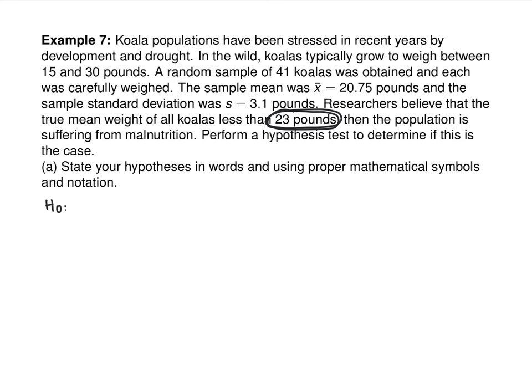So your H naught will be that the true mean weight is 23 pounds, mu is 23. And HA is that your mean weight is actually less than that 23 pounds. And I know I wrote 25. Let me fix that. That should say 23.